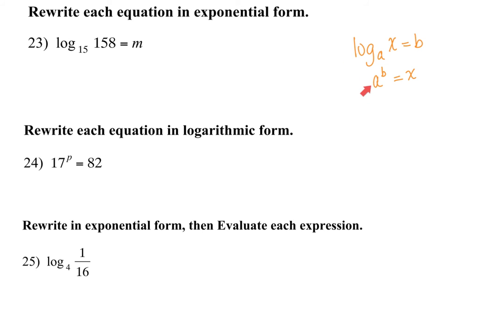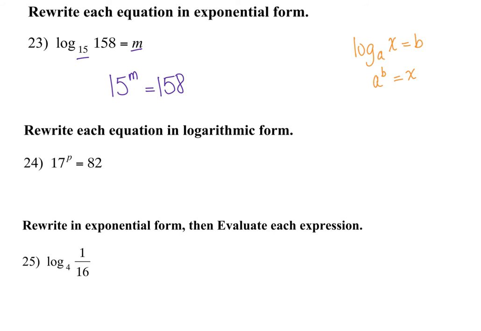My base is my base. Whatever the logarithm function equals, that is my exponent. And now that equals what was part of the function of logarithm. So for number 23, if I need to rewrite this in exponential form, my base is the 15. My exponent is the m, and 15 to the m equals 158.